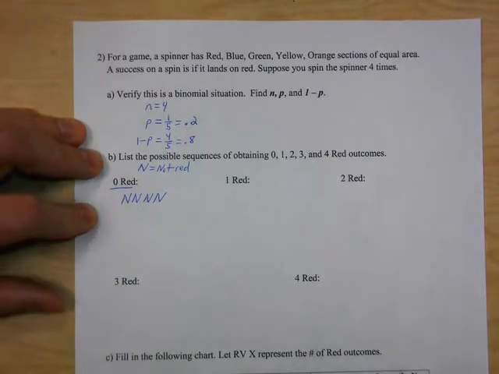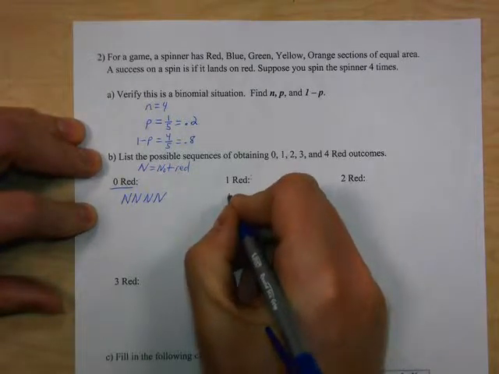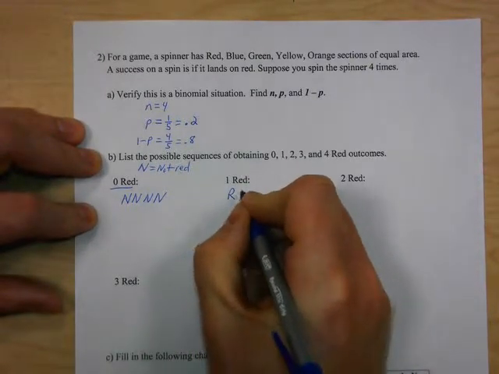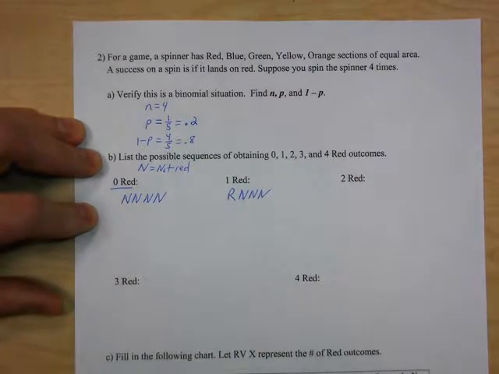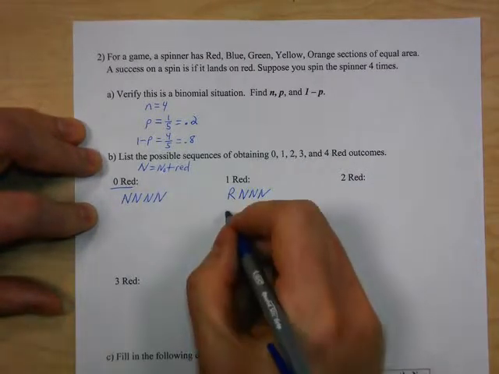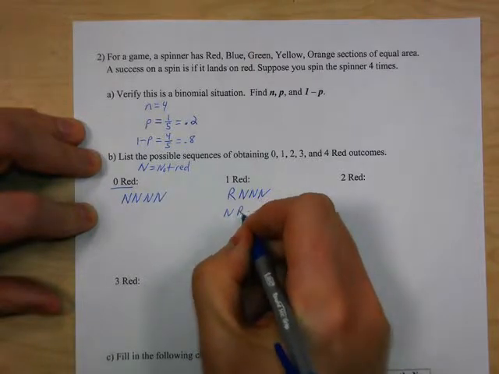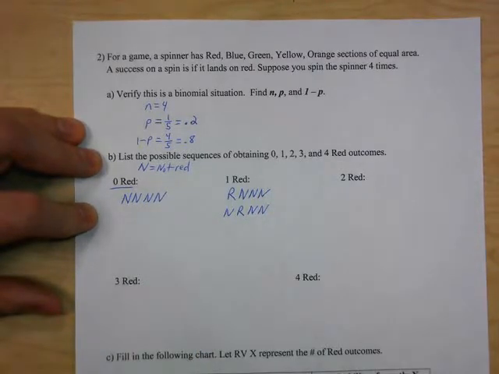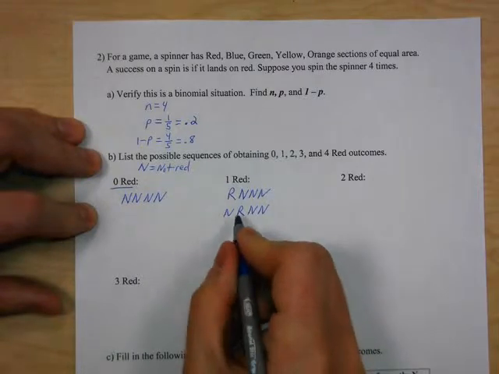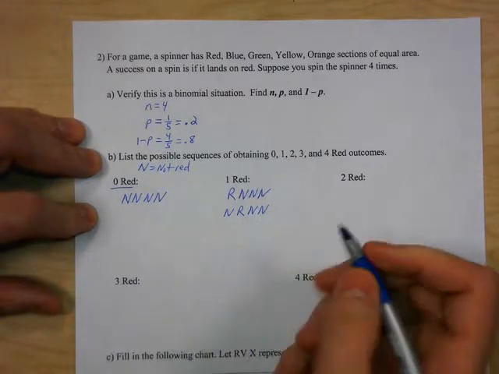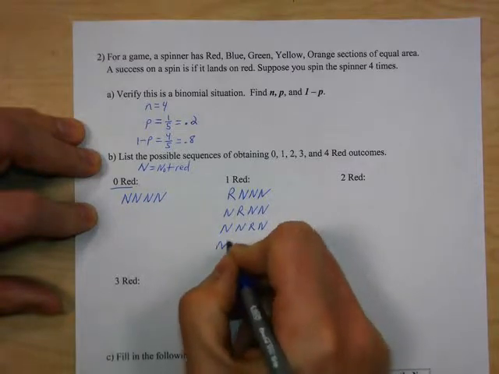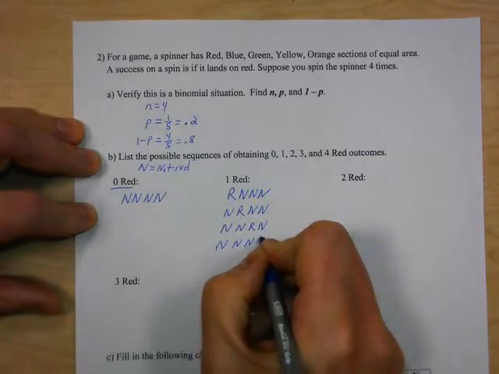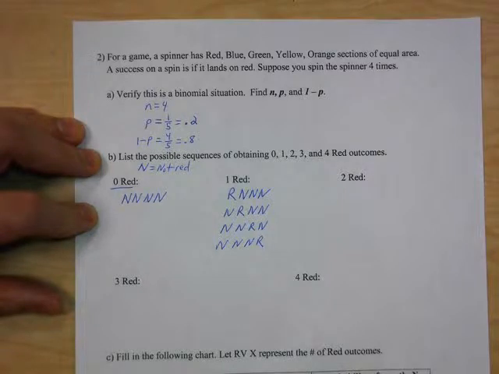Then we look at getting 1 red. Well, you could get the first one as red, and then the next 3 would have to be not red. Or you could get not red first, and then red second, not red, not red. Basically you move that R through to the next space, and if you do that, you see there are 4 sequences of that.